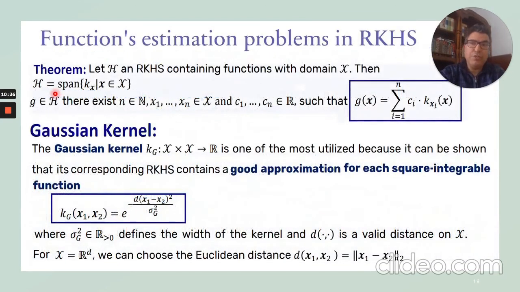So here for this Hilbert space, it's spanned with those representers, and it's a separable space, and every function g of x evaluated in x is just a linear combination of those representers at x. So some examples of kernels, like Gaussian here, and this is the formula for the Gaussian, and this d can be any distance, or we can use Euclidean distance. And the Gaussian kernel is good for approximating any functions that are square integrable.